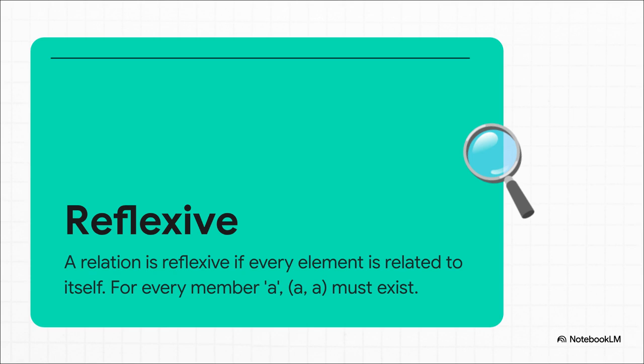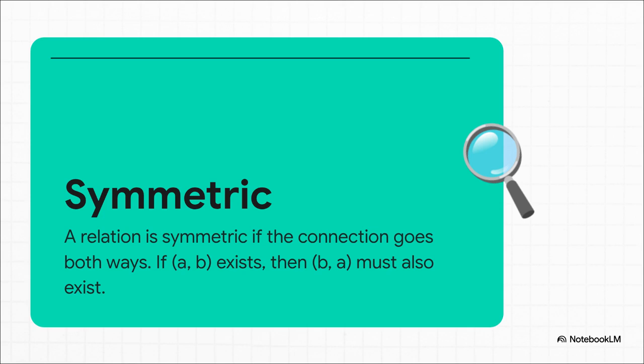Just think about the phrase, "is the same height as." Well, of course, you're the same height as yourself, right? That connection, you to you, always exists. Next, we've got symmetric. This just means the connection is a two-way street. If A is related to B, then B has to be related to A. The classic example here is "sibling of." If my sister is my sibling, then you better believe I am her sibling. The connection is totally mutual.